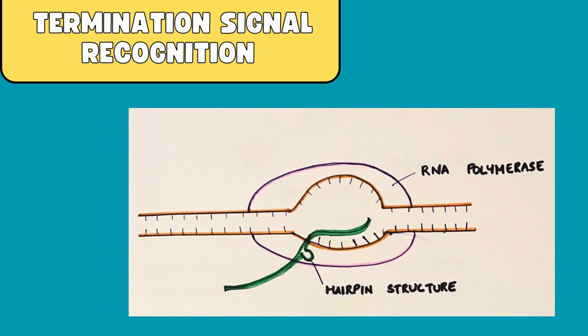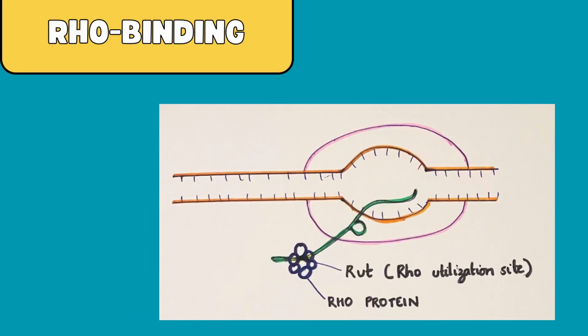Termination signal recognition. As the RNA polymerase transcribes a gene, it will encounter a termination signal. This signal consists of a stretch of uracil-rich sequence followed by a GC-rich region that forms a hairpin structure in the RNA. Rho binding. When the RNA polymerase pauses at the termination signal, the Rho protein binds to the exposed RNA transcript. And where does the Rho protein bind? Rho protein binds at the Rho utilization site.